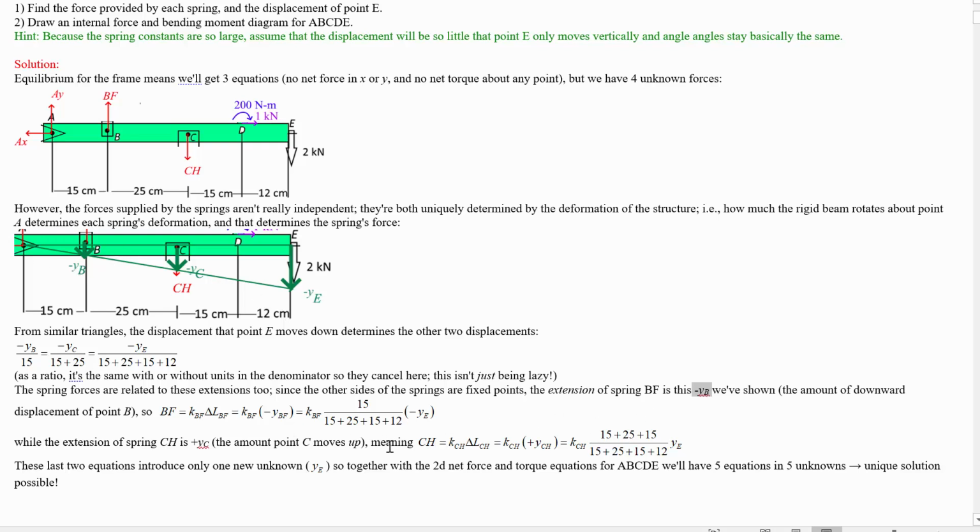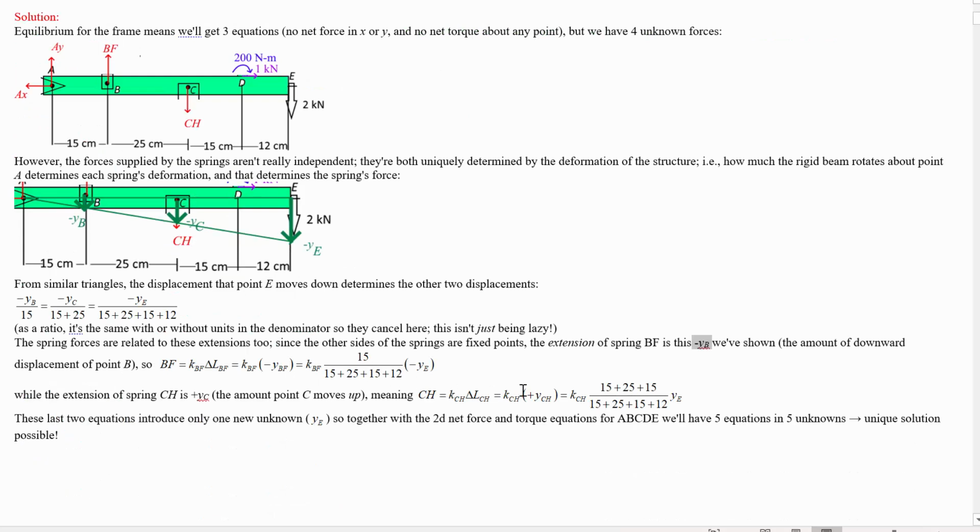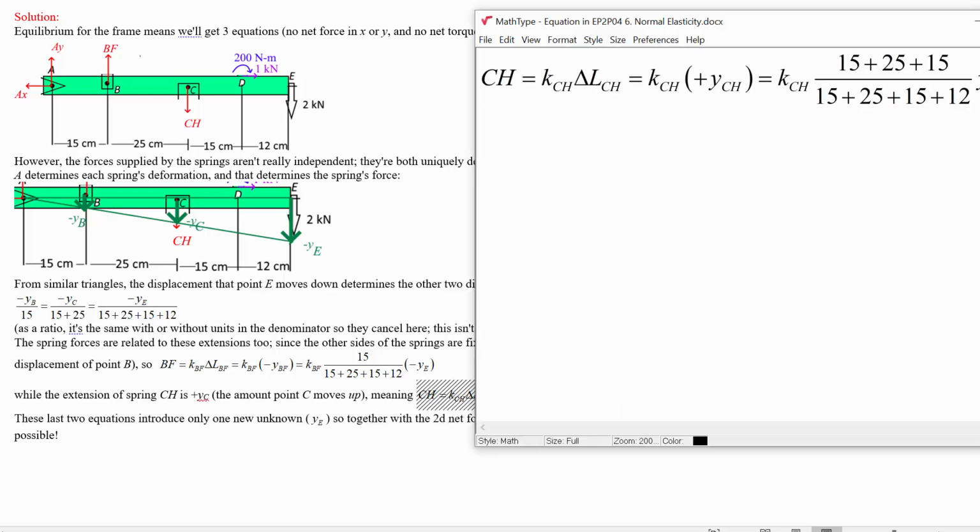Okay, now same thing for CH. This force, the force that this spring is pulling down with, is going to be based on how much this point moves up, because that's the extension of that spring. So that ends up being plus YCH, which is, from the geometry that we wrote out, not with the plus 15 here, just the 15 plus 25, this distance over the whole distance times YE, the amount that point E moves up.